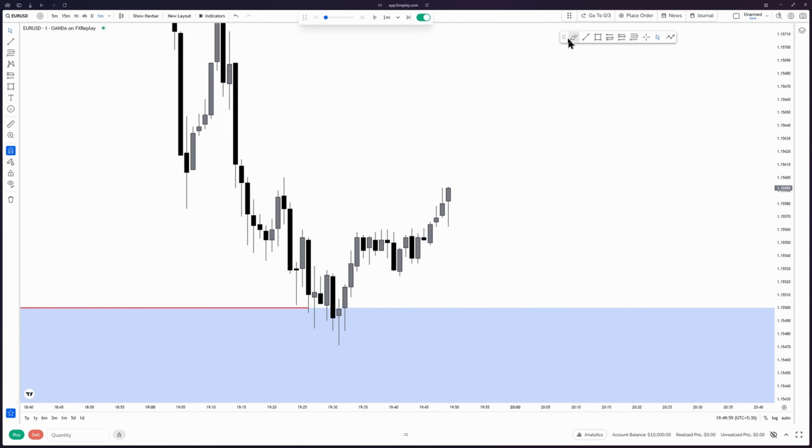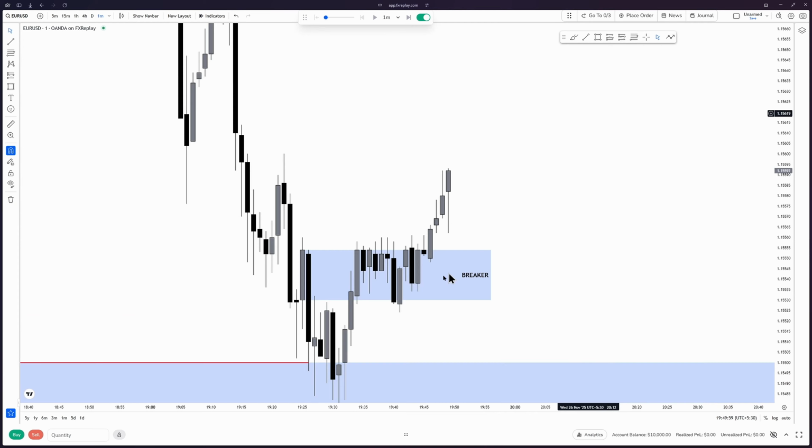Look closely. We had a low here and a high here. Now price has displaced above this high, which creates a bullish breaker block. We mark this out. Next, we can see a small fair value gap here, which validates our model because we now have both a breaker and a fair value gap.